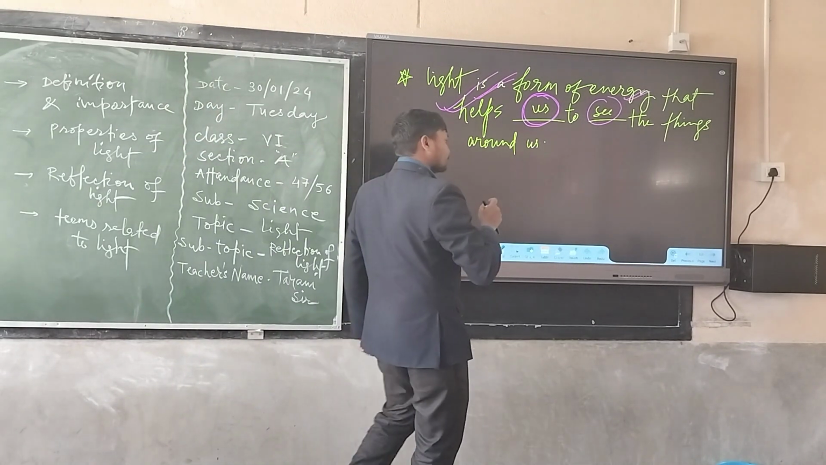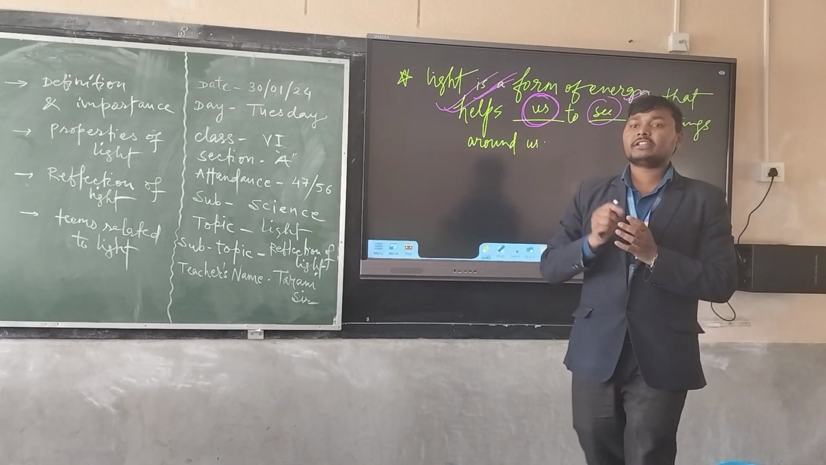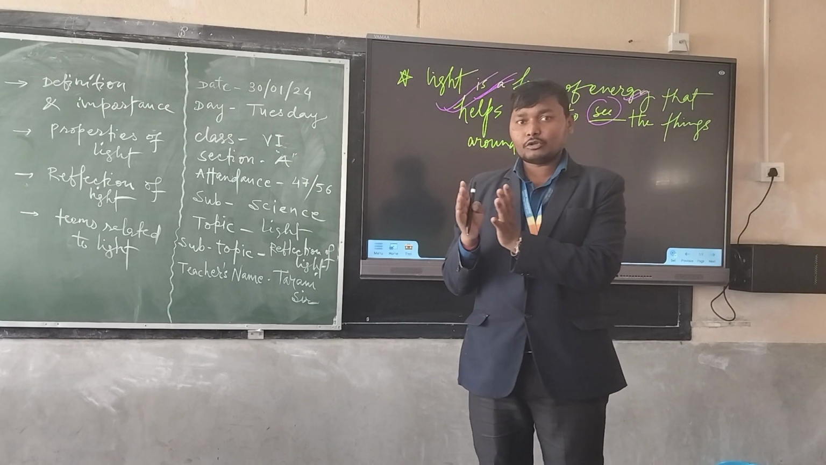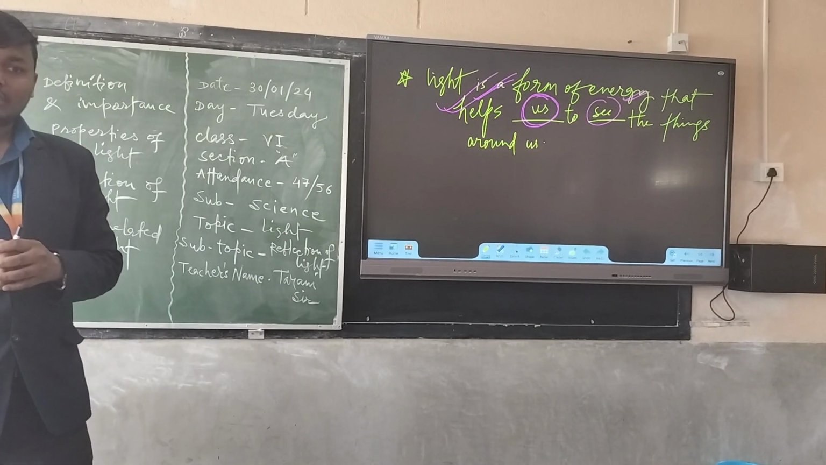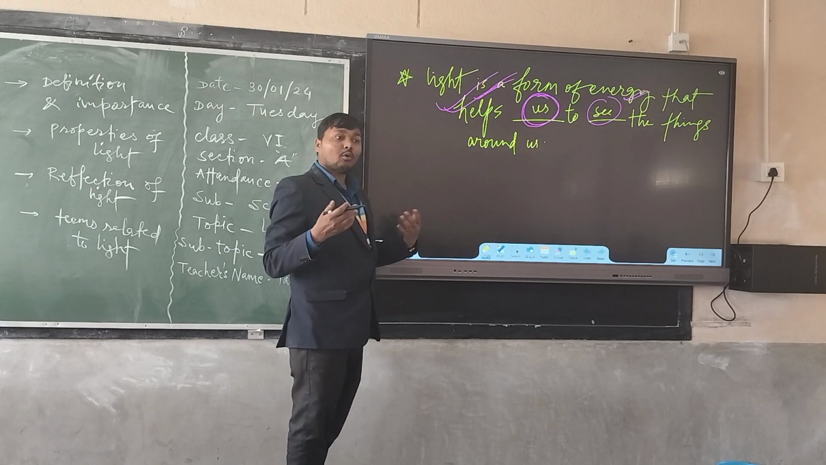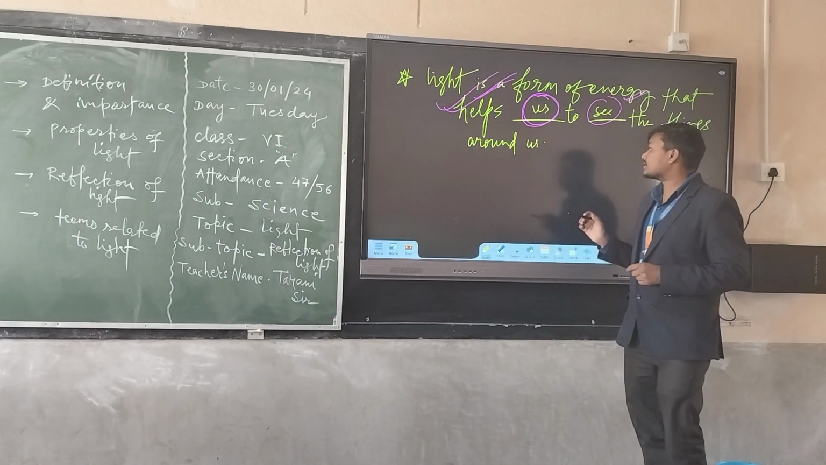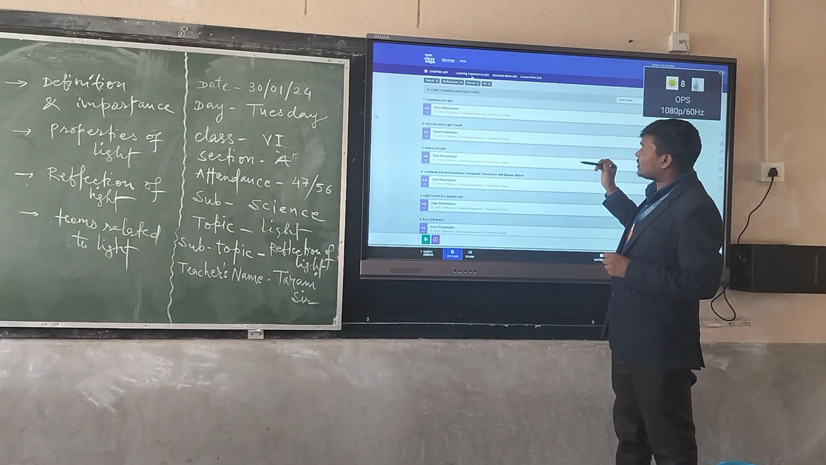It means those objects must be such that will emit their own light. Yes? In this way we have come to a point: how many types of objects are present around us? There are two types of objects. One which have their own light and another which do not have their own light. Such types of objects are called luminous and non-luminous. Yes?